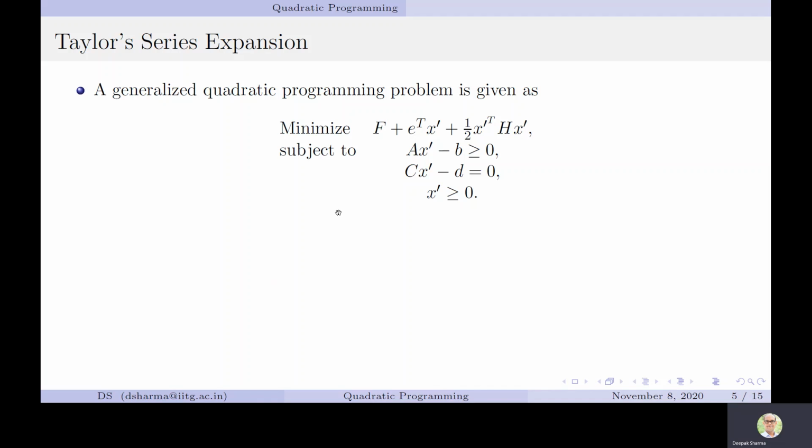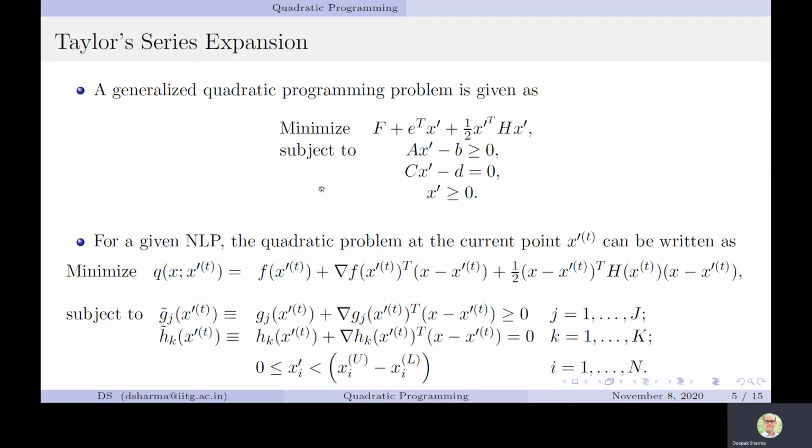A generalized quadratic problem can be written as follows, the standard form we have written earlier as well. We want to minimize our objective function, which is a quadratic function that can be written as f plus e transpose x prime plus half x prime transpose H x prime. We remember that H is a matrix. This problem is subject to inequality constraints, equality constraints, and the non-negative condition which we found in the previous slide.